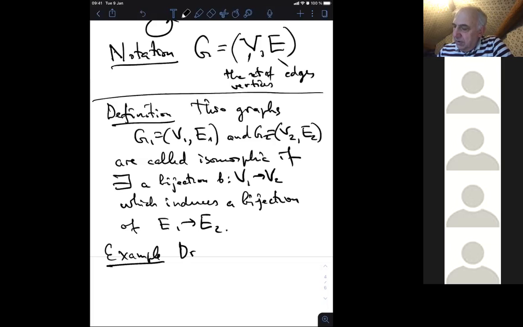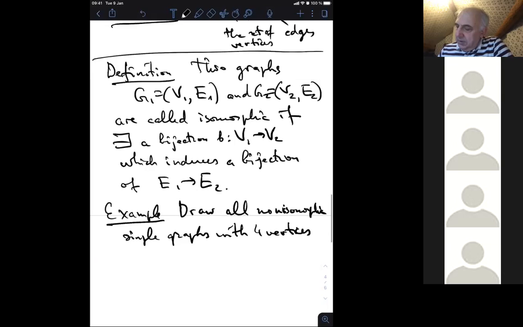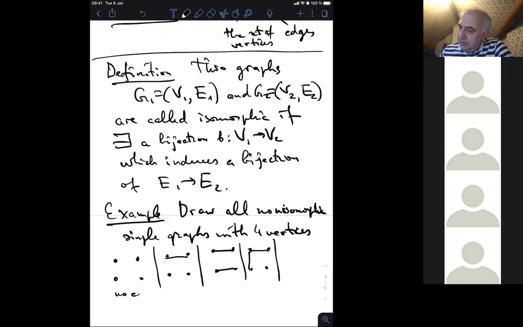Okay, so draw all non-isomorphic simple graphs, say with 4 vertices. Okay, so let's try to do this. So we have our vertices. This would be 4 vertices, no edges at all. This is the very basic trivial graph. For the second graph, say we have 1 edge. There is only one, up to isomorphism, simple graph on 4 vertices with 1 edge. So what about 2 edges? 2 edges can be like this. But also 2 edges can be like this. So no edges, 1 edge, and here we have 2 edges.